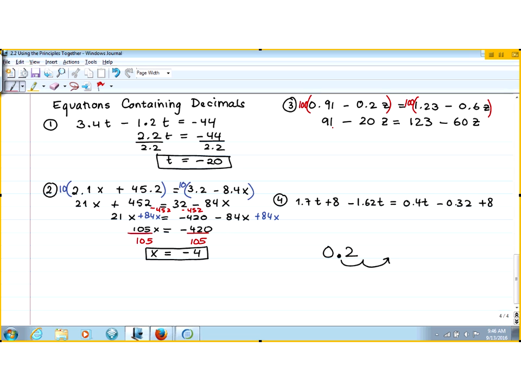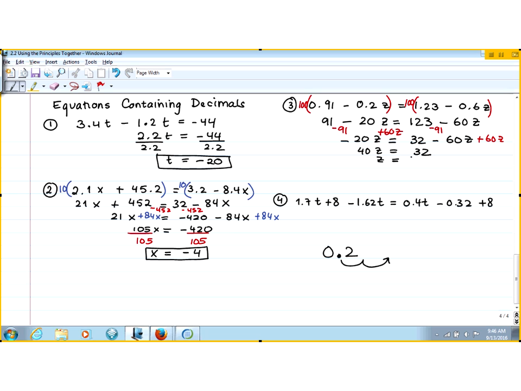Now, put the z on the left, right? So subtract 91 from both sides. So this is negative 20z is equal to, what is this, 123 minus 91? Is it 32? Minus 60z. Okay, then you add 60z. You want the z to be on the left. So what is negative 20z plus 60z? That is 40z, is equal to 32. All right.